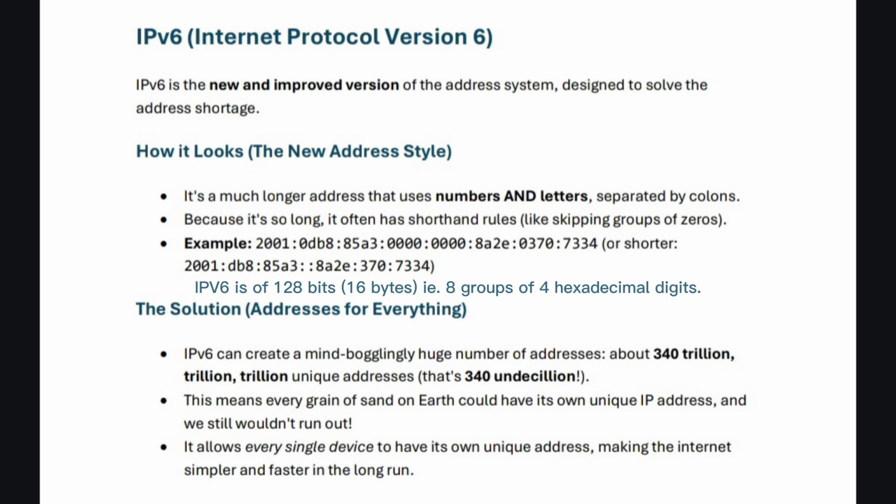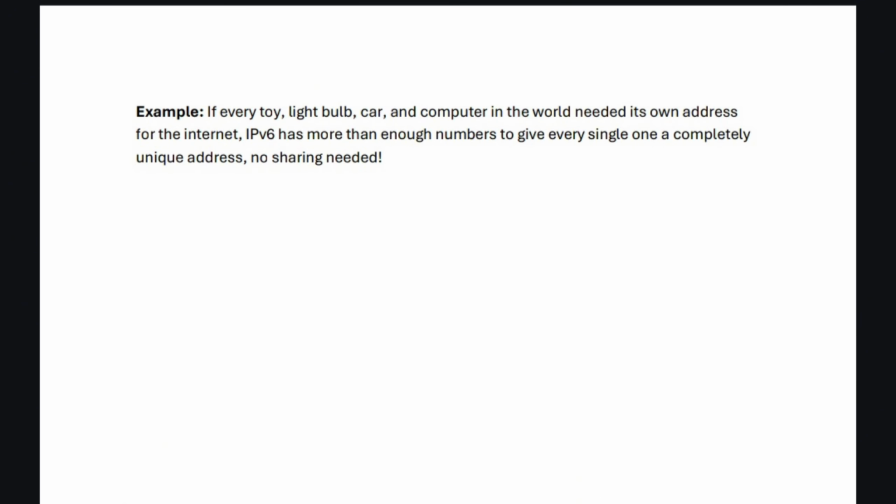It allows every single device to have its own unique address, making the internet simpler and faster in the long run. For example, every computer and device in the world needs its own address for the internet. IPv6 adds more than enough numbers to give every single one a completely unique address, no sharing needed. So if you have 10 devices and your home has even more devices for each person, the IPv6 protocol has enough addresses to give each device a unique IPv6 address, fixing the IPv4 issue.